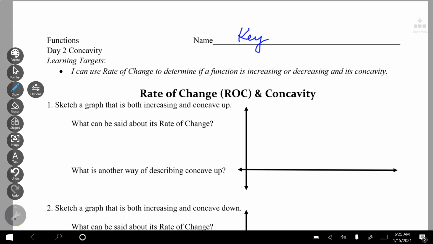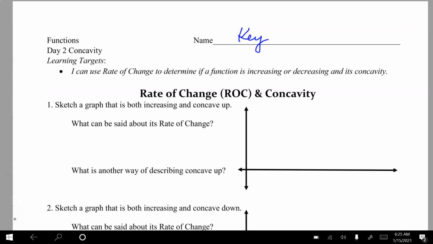Hello class, today we're going to do day 2, concavity. We're going to use the idea of rate of change that we learned last class to help us determine if something is concave up or concave down. So before we even use anything, let's talk about things being concave up or concave down.